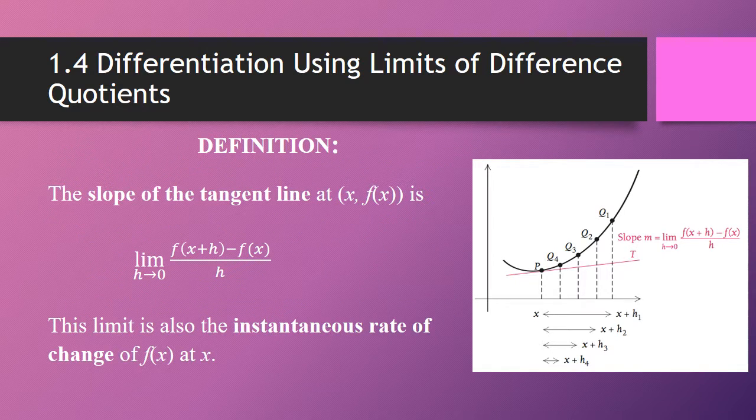So we have a definition here based on what we just talked about. The slope of the tangent line at (x, f of x) is the limit as h approaches 0 of f of x plus h minus f of x over h, the difference quotient. So we're taking the limit as h approaches 0 of the difference quotient, and that is going to give us that instantaneous rate of change.